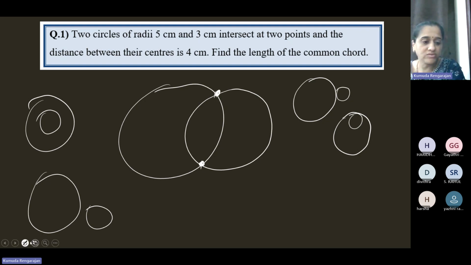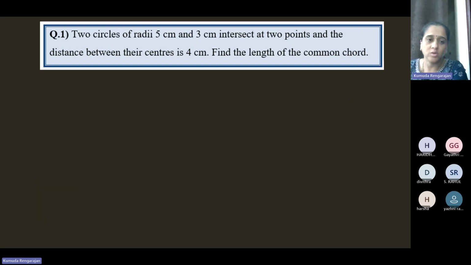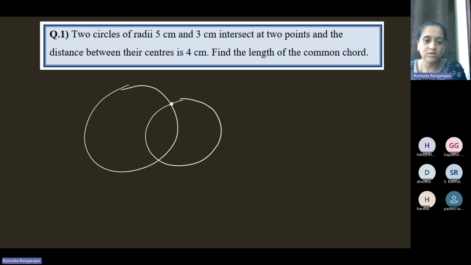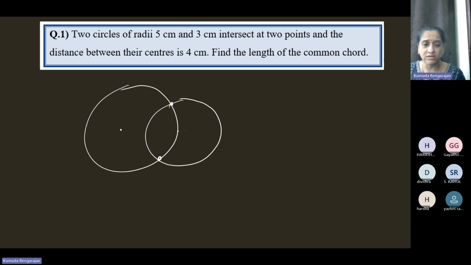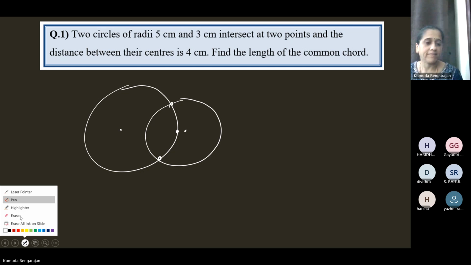So here in the question, the two circles are intersecting circles. Two circles of radius 5 centimeters and 3 centimeters, they intersect. So these are the points of intersection, at 2 points, and the distance between their centers. This is the center of one circle, this is the center of the other circle. We don't know where the center of the other circle is, it can be here also, but we cannot assume that, so I'm taking it here.